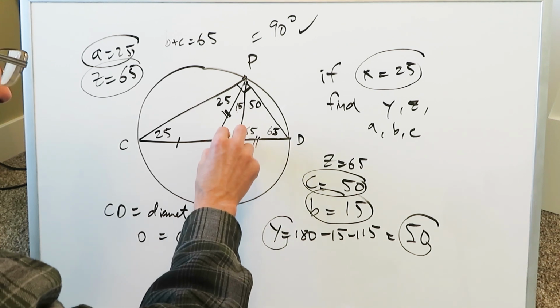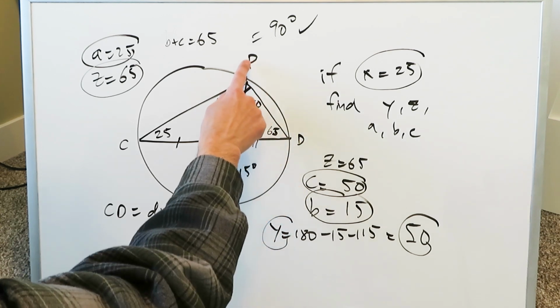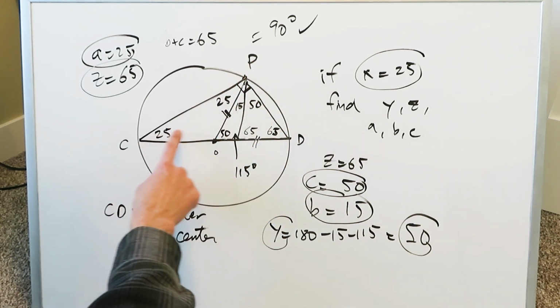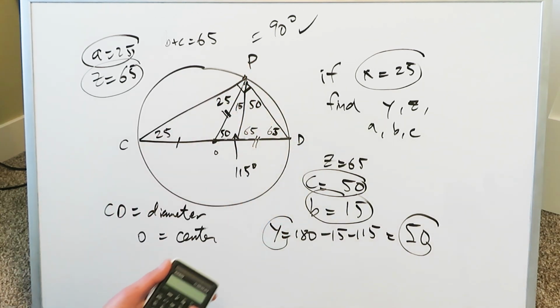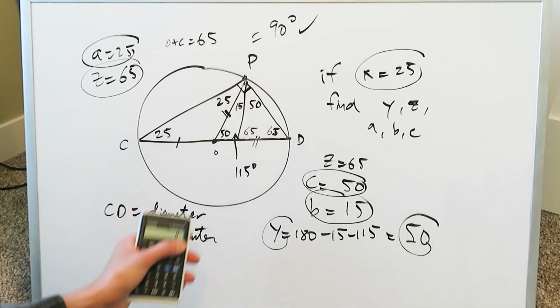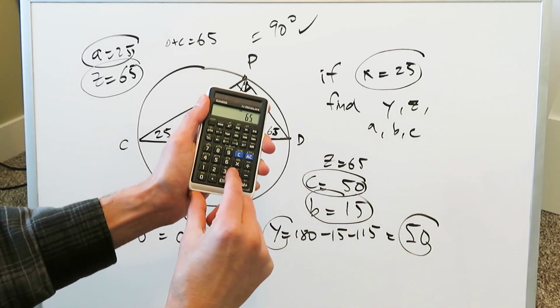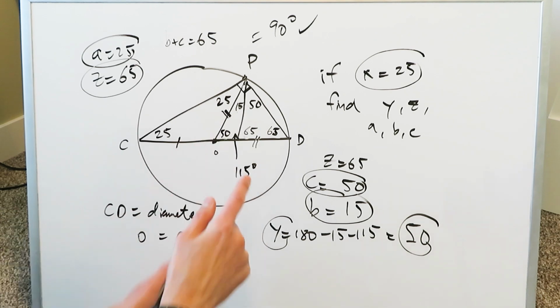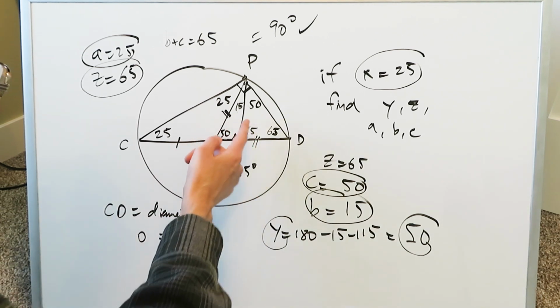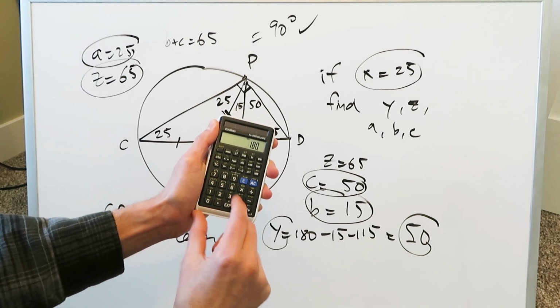What are our ways of checking this to make sure everything is right? Well, we do have ways. If I look at this large triangle CDP, there are three measures, 25, 65, and 90. They should add up to 180. 25 plus 65 plus 90 gives me 180. So that checks out. Now let's look at this small triangle right here. You can do 65 plus 65 plus 50, and it adds up to 180. You can do this small triangle here. You can do 50 plus 115 plus 15, it adds up to 180.